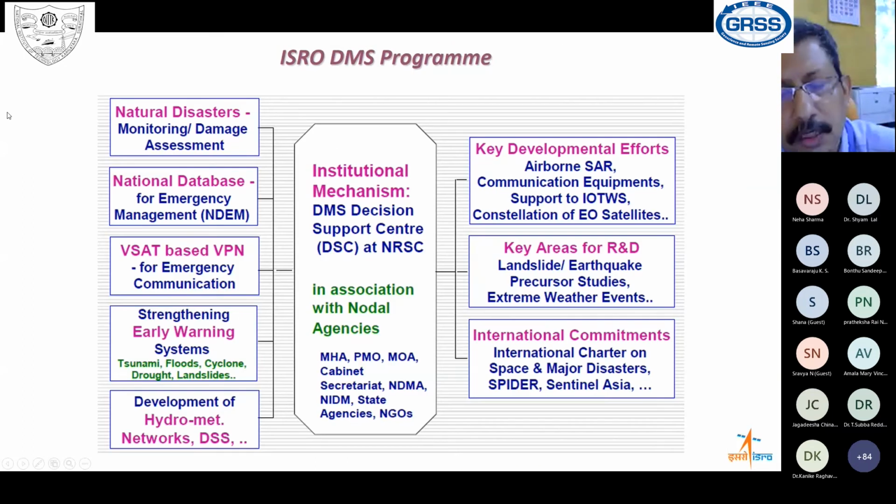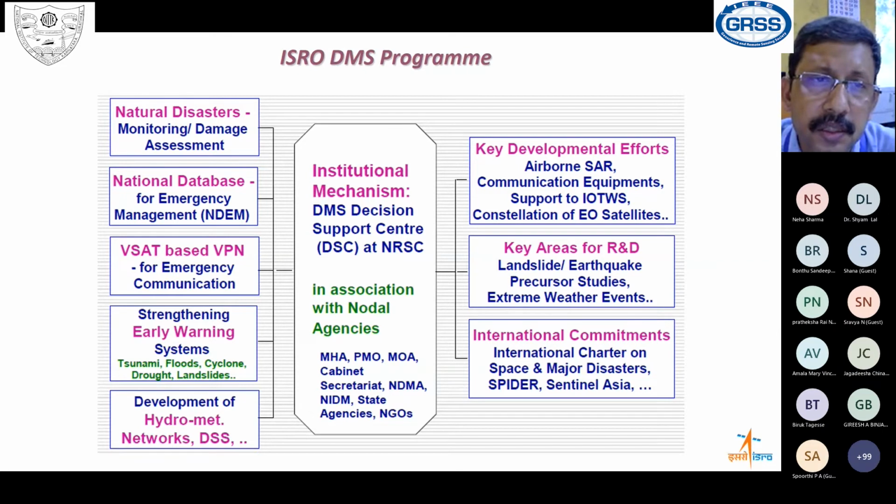When we talk about ISRO's disaster management support program, we have an institutional mechanism. So we have a decision support center at National Remote Sensing Center, which is associated with its nodal agencies like Ministry of Home Affairs, Prime Minister's Office, MOA, Cabinet Secretariat, National Disaster Management Authority, NIDM, state agencies, and NGOs. And this decision support center monitors the various natural disasters and also does damage assessment. It is responsible for maintenance and updation of a national database for emergency management, that is NDEM. This also supports VSAT-based VPN for emergency communication, which has the capability for data as well as voice and video.